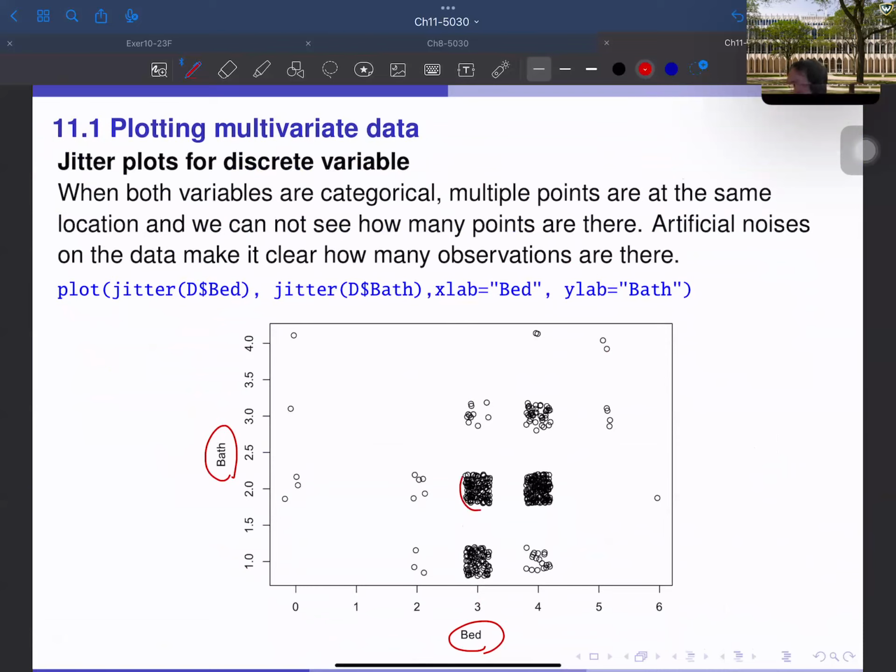And our strategy is to add some noise. So even though this should be exactly at 3, 2, we add artificial noise so that we can see there are many observations here. That is called the jitter plot. Basically the jitter function adds some artificial noise on this vector and also this vector. Then you can plot, and we can make this. Then you can see most observations are around here. So that is more informative than just a usual scatter plot.